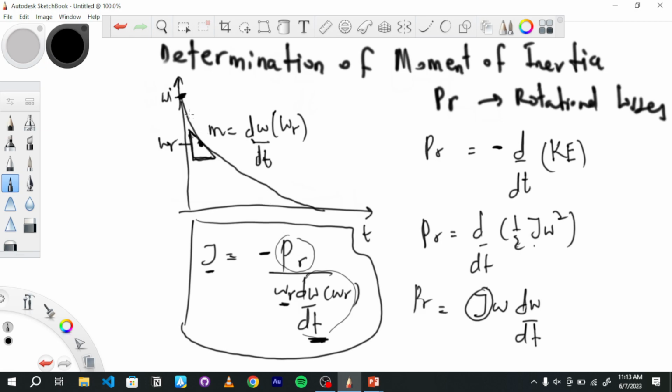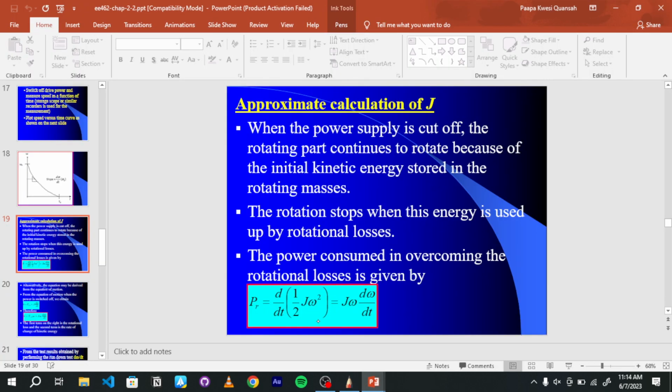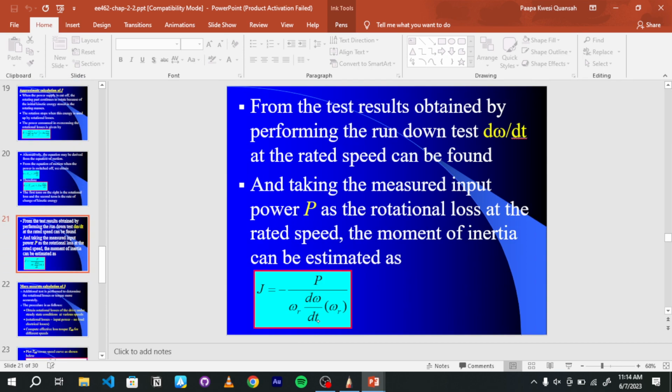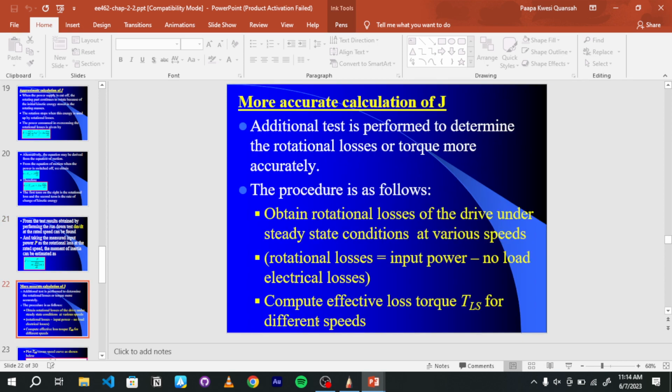Now, in this case we just said, okay, run the motor above the rated speed and find the rotational losses, right? But we didn't take into account the fact that there could be some losses in the system. Okay, so let's see what's in this slide. So that's how we get J equal to negative PR over omega R times d omega dt at omega R.